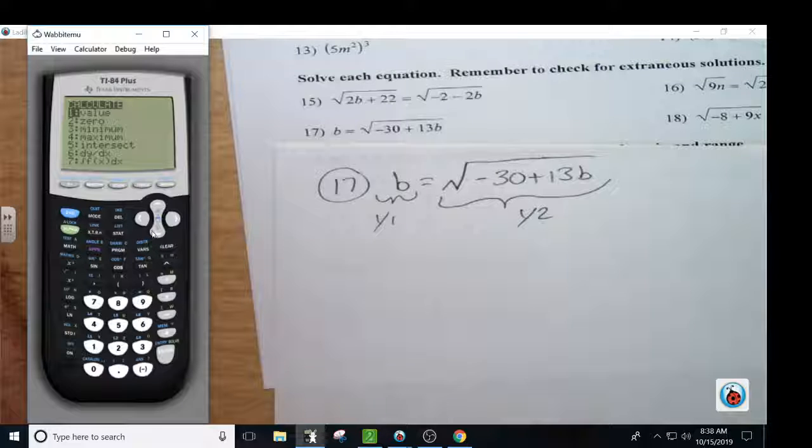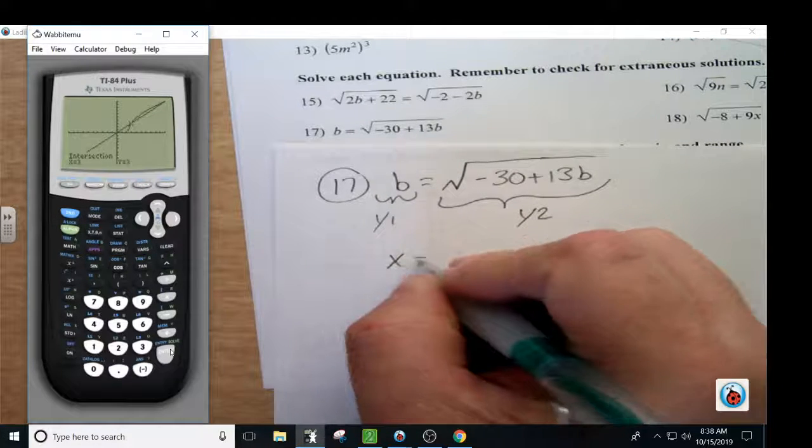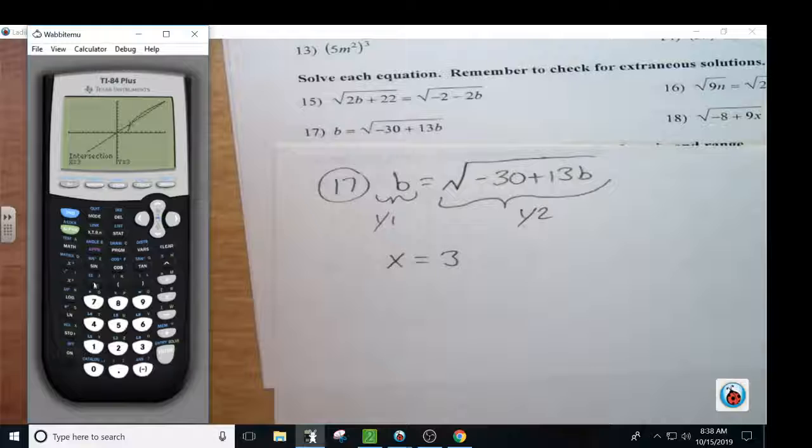So second trace, intersect. Guys, if you notice, intersect does a lot of things. All right, so one of my answers is 3. Okay, and second trace, intersect again. Enter, enter, enter. My other one is 10.